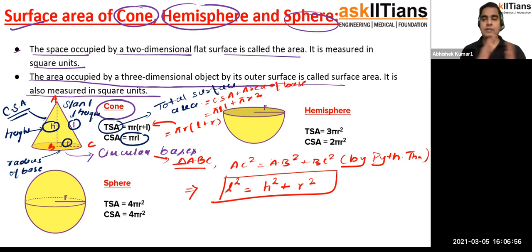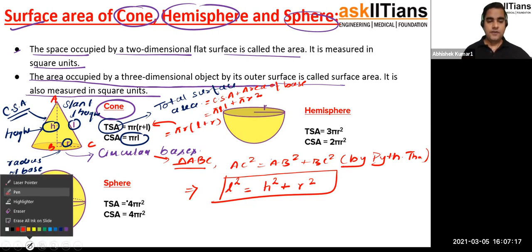And there is a relation between slant height, radius, and the height, that is L square is equal to H square plus R square, which is a result of Pythagoras theorem. And apart from that, we also discussed TSA, which is nothing but the area of the base and the curved surface area. That's it. Now, what do we have?